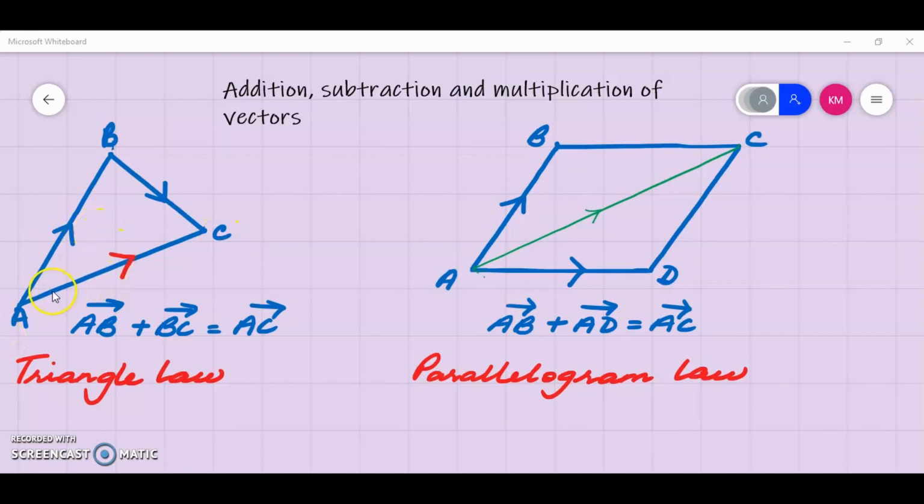Now, when I perform addition on AB and BC, my result is the vector AC, and therefore the vector AC is called my resultant vector. My parallelogram law shows that I can perform addition on two vectors even though they are not connected using my head-to-tail format.